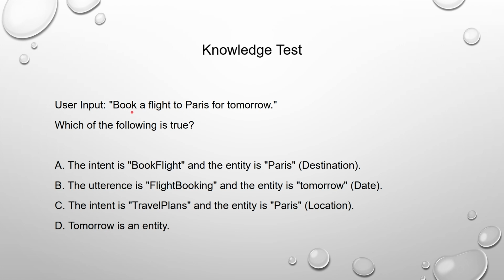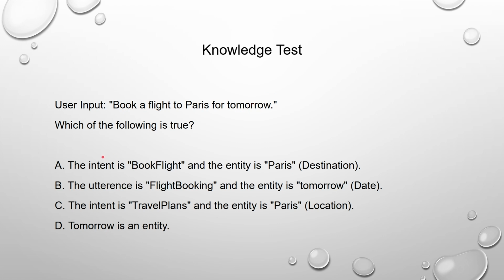So here the utterance is book a flight to Paris for tomorrow. Now what is the intent present in this utterance? Book a flight is the intent, that is the action term. Now what are the entities? We know one of the entities is Paris, which is a location. We have seen that in the demo. So Paris is one of the entities. Again, tomorrow is another entity.